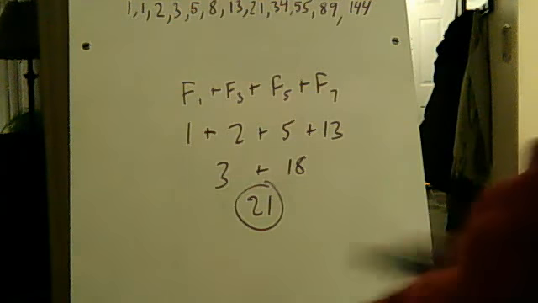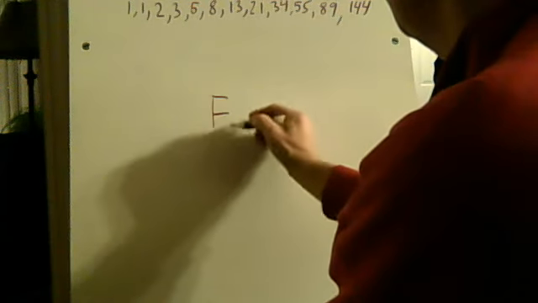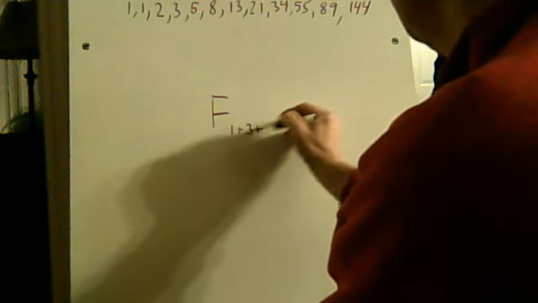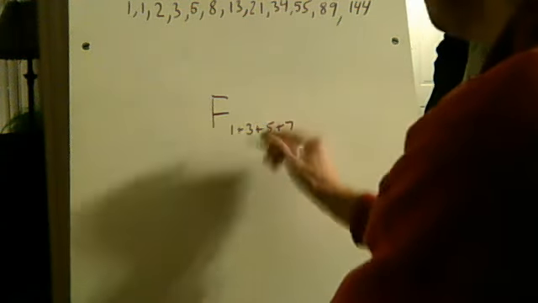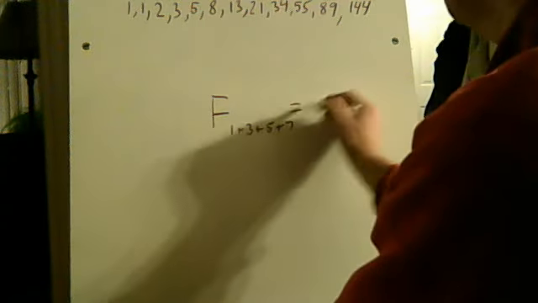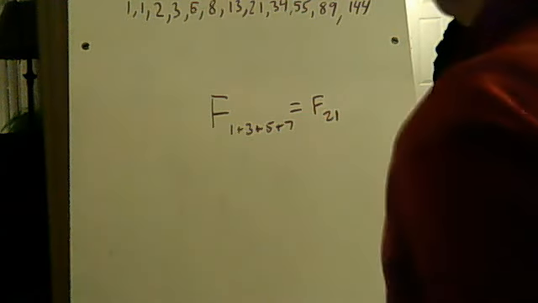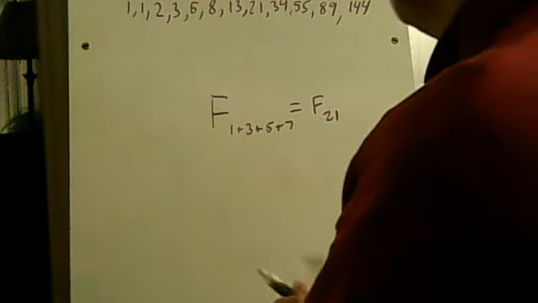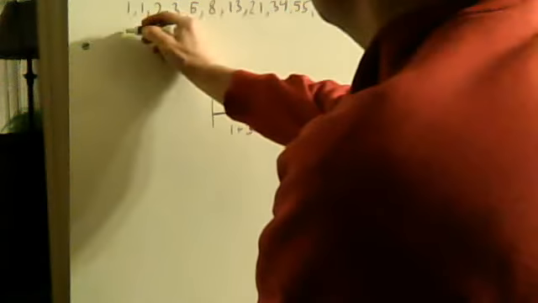Okay, let's go to the next problem. Problem says, what is F of 1 plus 3 plus 5 plus 7. This is a lot like all the problems we've been doing. You have to add these up first. This is equal to F21. Oh boy. Well, that's going to take a little work getting to. We haven't got up to F21 yet, but well, I guess we'll have to work at it.